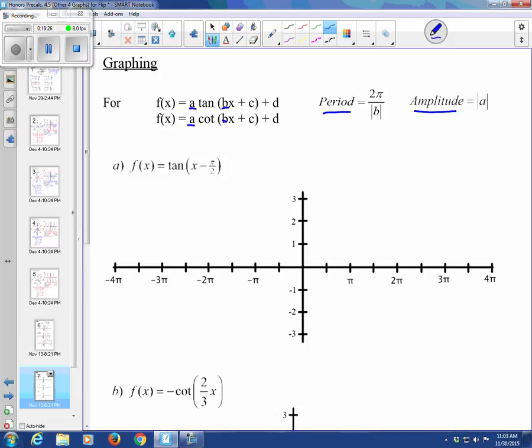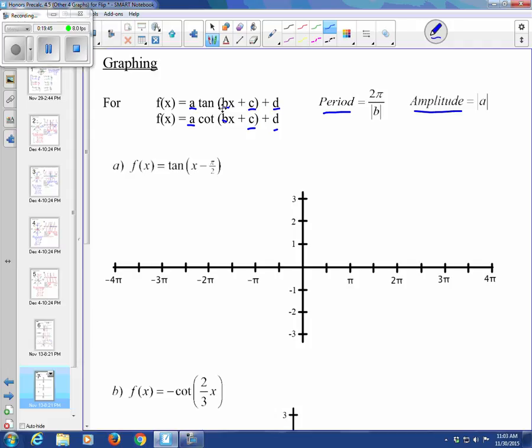Multiplication outside is going to affect the amplitude. C is going to affect where we orient ourselves, or where we start our period on the x-axis. And D is going to affect the line of equilibrium, basically where we are going up and down from on the y-axis.